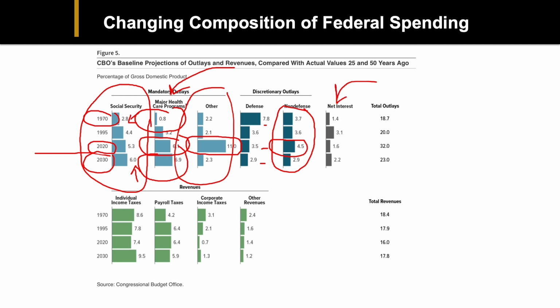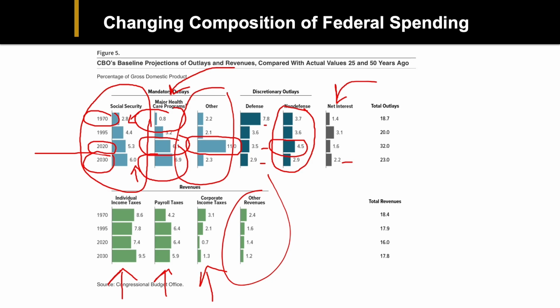Net interest 50 years ago was only 1.4% of GDP. Pretty soon it's going to be 2.2% of GDP. That's a fairly large share of federal spending just paying off interest costs from prior debt. Of course, you'll see something here which we'll talk about soon. On the revenue side, most of our revenue comes from individual income taxes, payroll taxes, some but not a ton from corporate income taxes, and then other revenue sources.